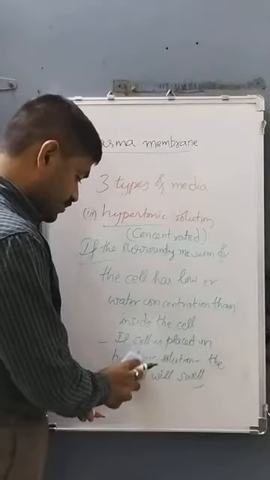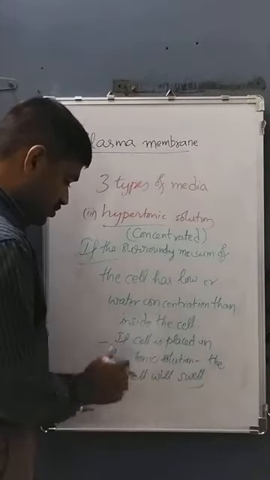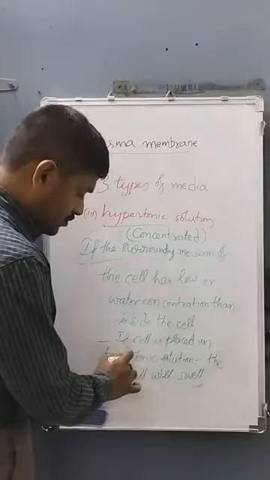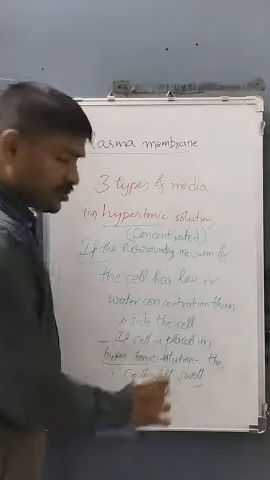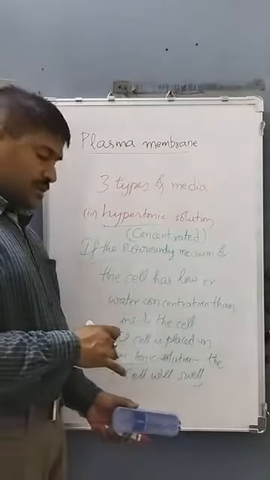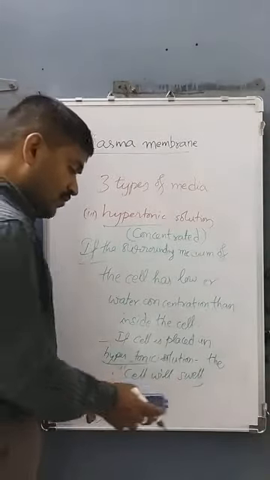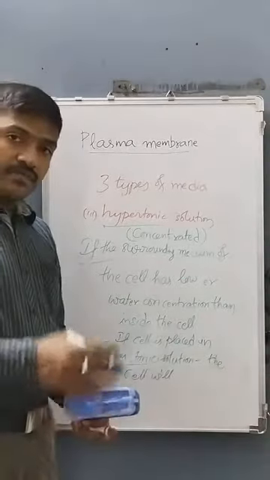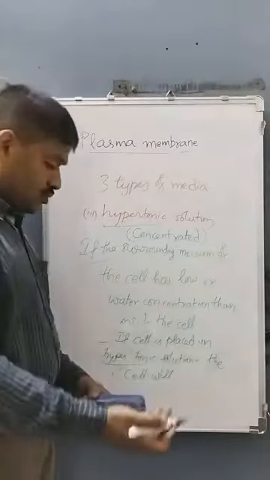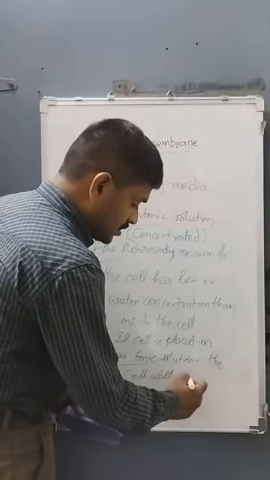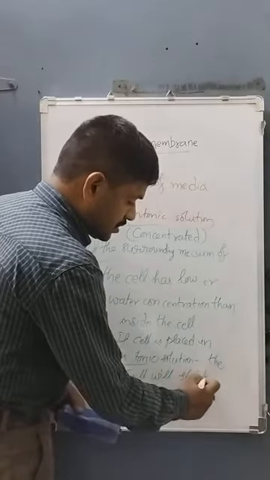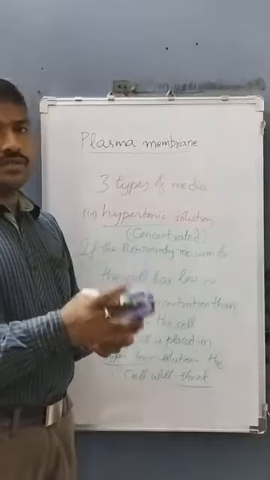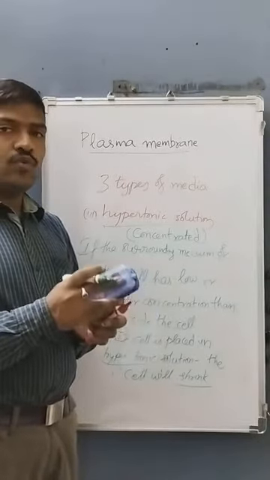If a cell is placed in hypertonic solution, where more water is there now? Inside the cell or outside the cell? Inside the cell more water is there. So the cell will lose water. Means the movement of water will take place from inside the cell to the outside. So the cell will shrink. Shrink means it will get reduced in its size because of a loss of water.